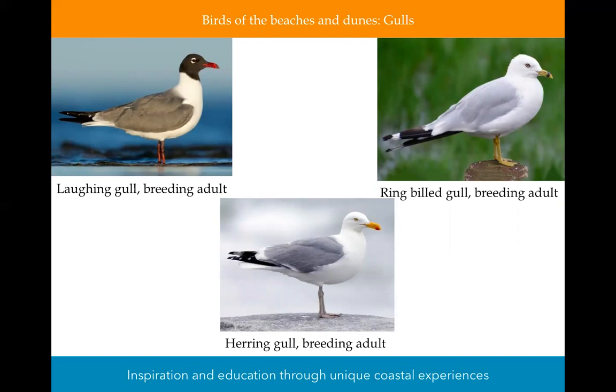Herring gulls are very common all over the eastern US. They are probably what people picture when they picture a gull. They are gray and white with pink legs, and they are quite large.